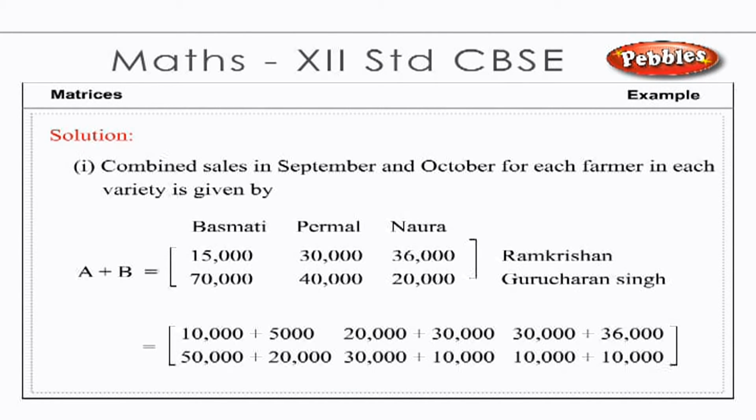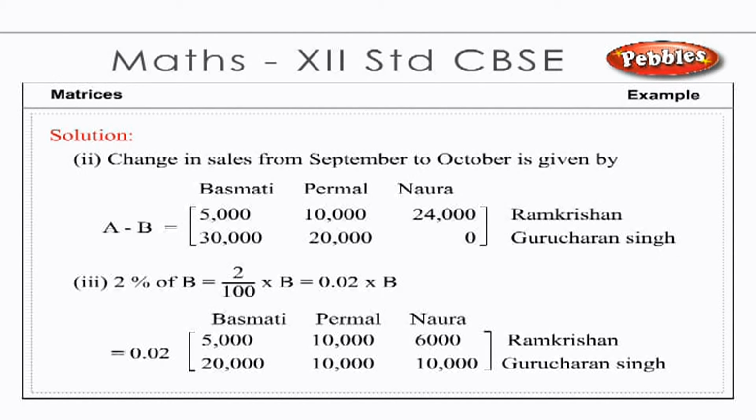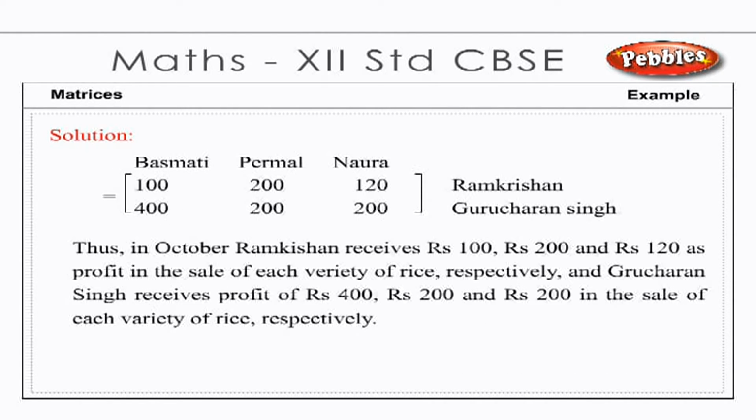The combined sales in September and October for each farmer in each variety is given below. 2. The change in sales from September to October is given below. 3. 2% of B = 2/100 × B = 0.02 B. Thus, we can see in October, Ram Kishan receives rupees 100, rupees 200 and rupees 120 as profit in the sale of each variety of rice respectively, and Gurcharan Singh receives a profit of rupees 400, rupees 200 and rupees 200 in the sale of each variety of rice respectively.